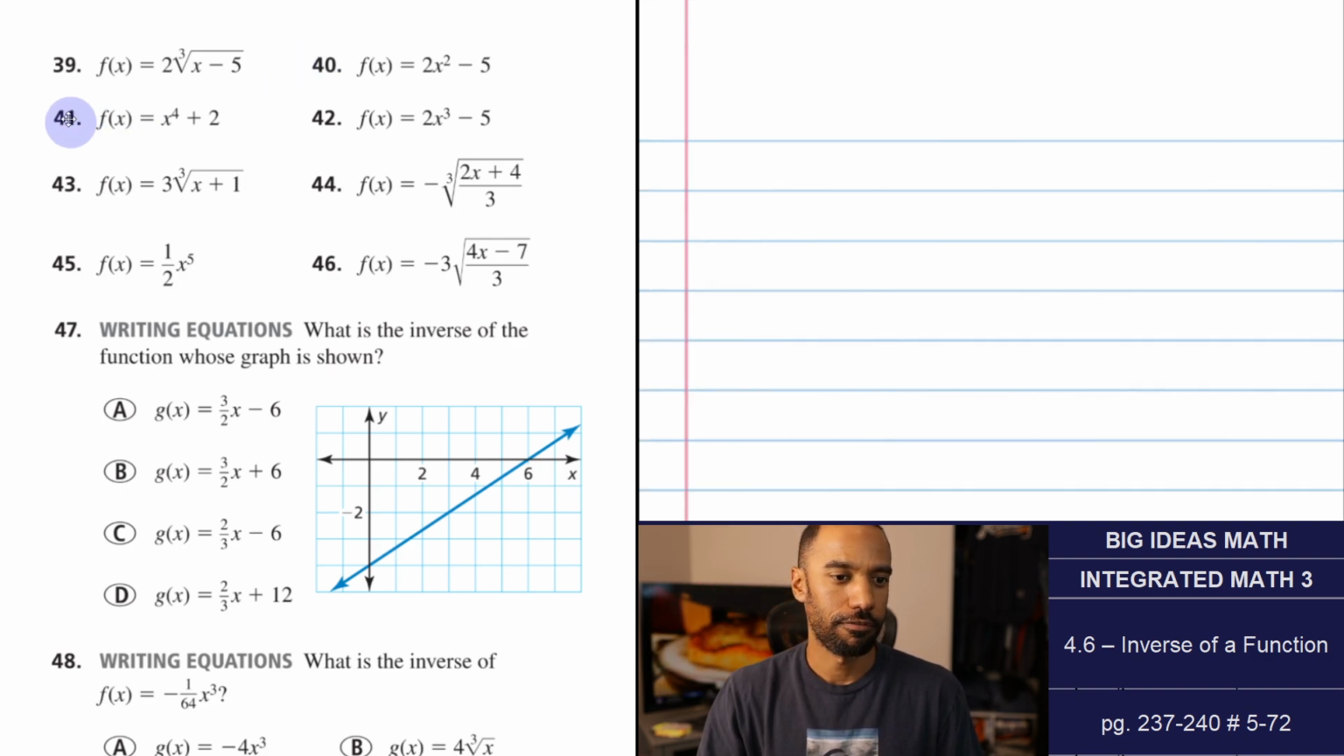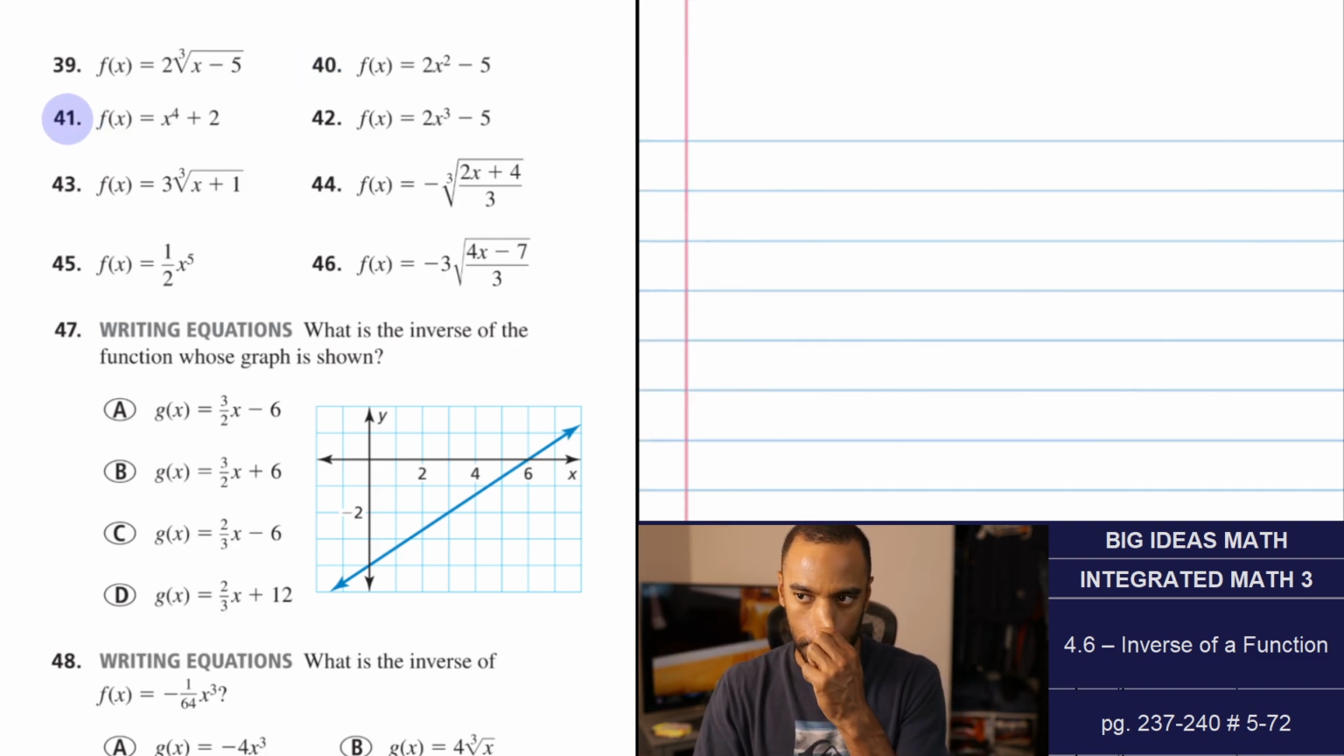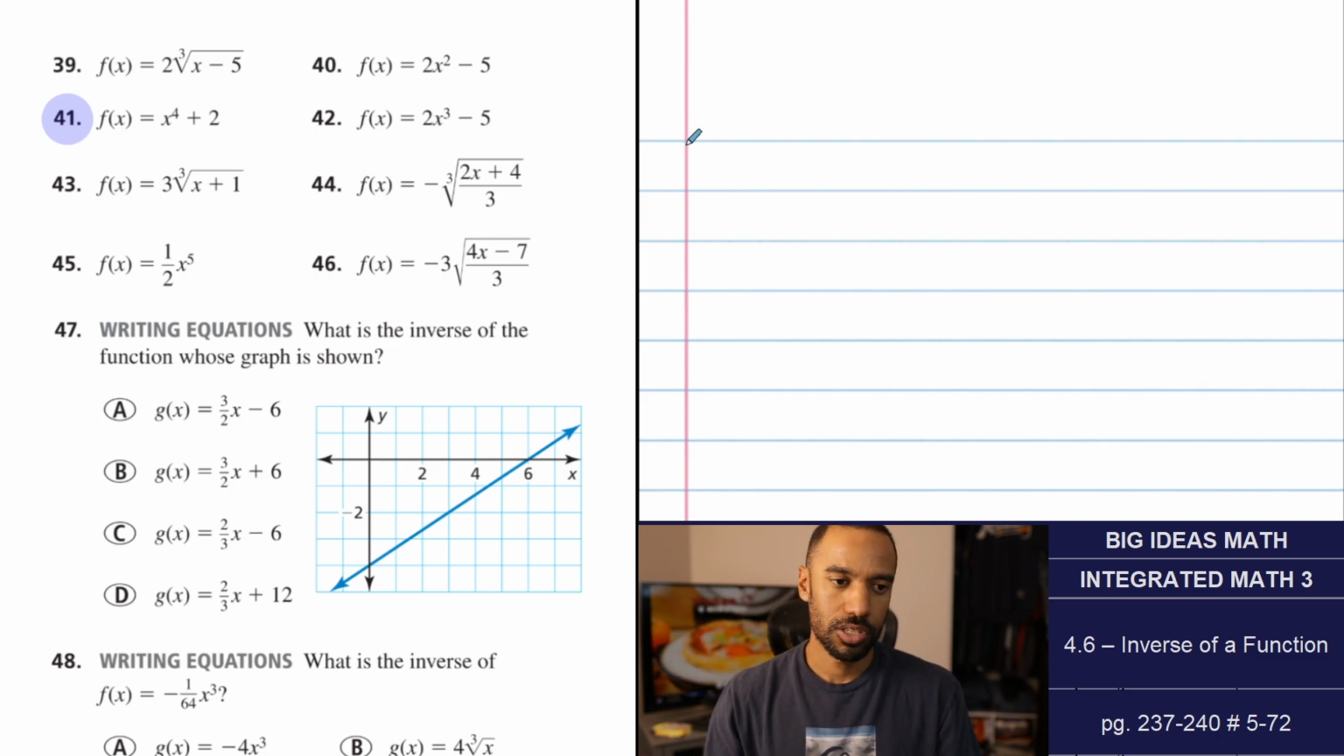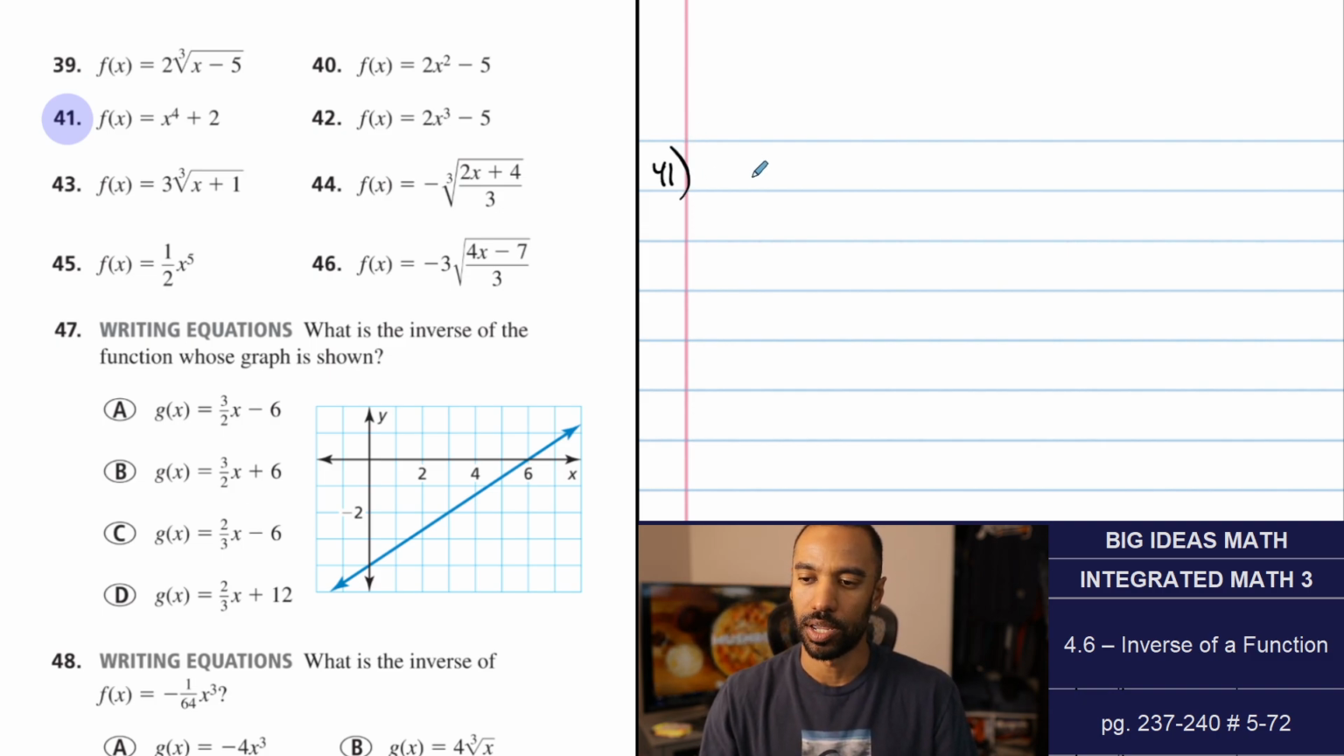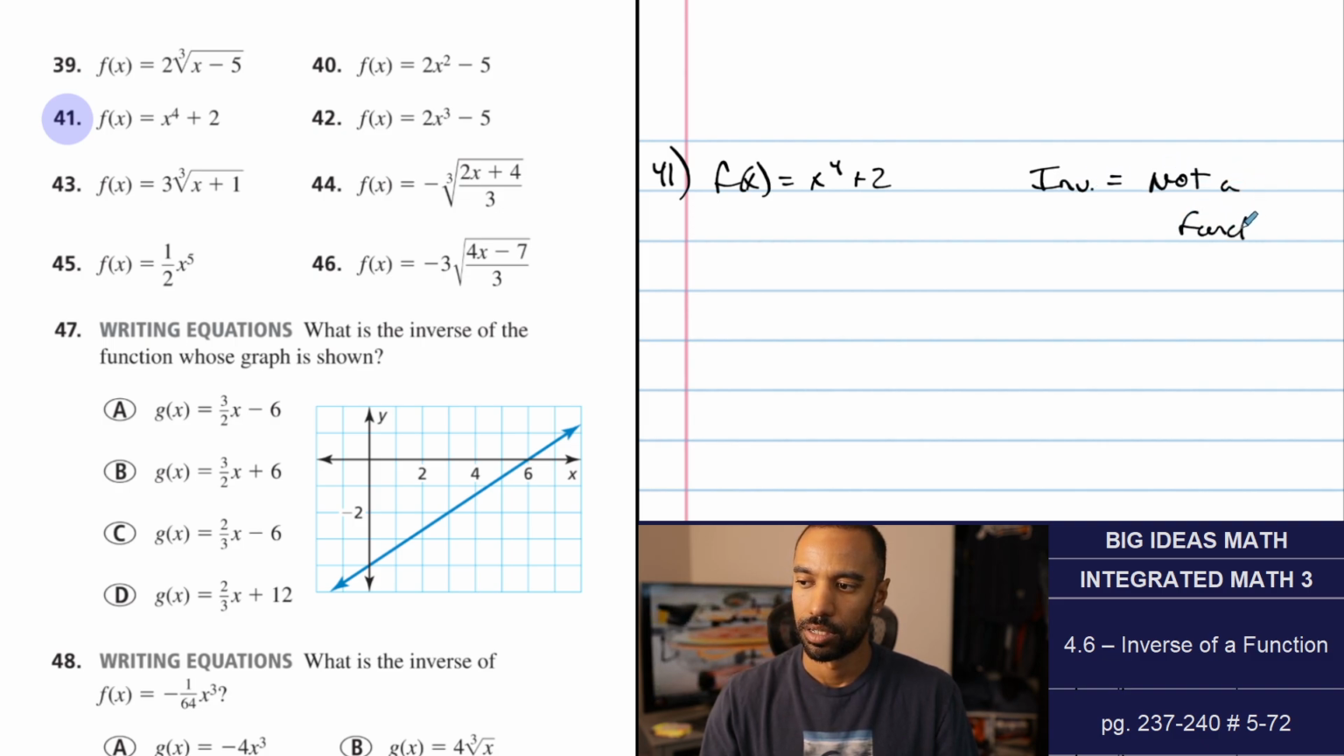Number 41 feels very similar. It's an even root, therefore it's a U shape. It's got symmetry. And the same thing's going to happen here. The inverse is not a function. And not being a function, we're going to have the plus or minus in the end of our answer for that one anyway when we solve for y after this swap.